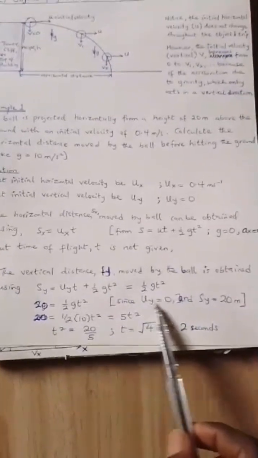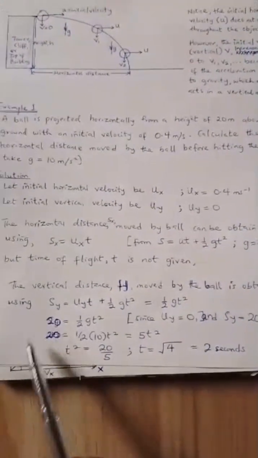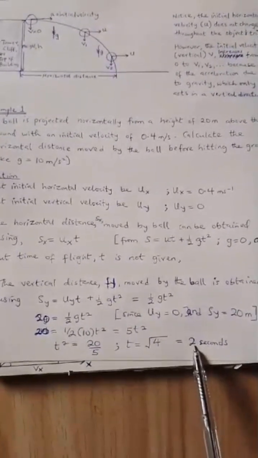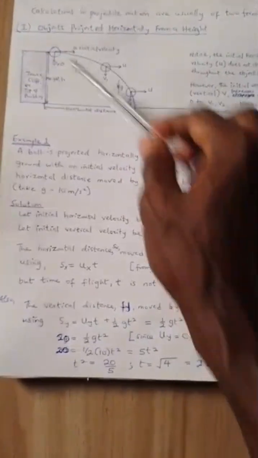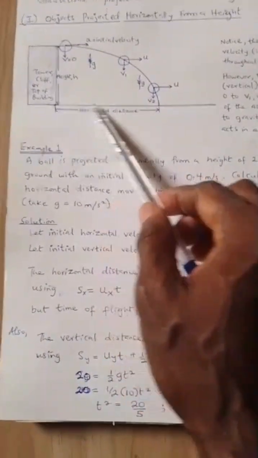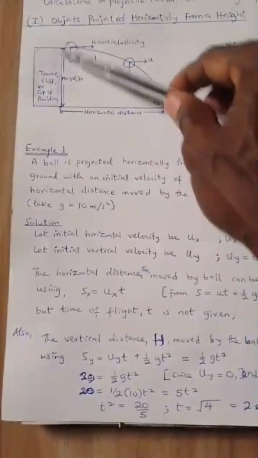Our g, we can take it to be 10. And we're given the height, remember the question says a height of 20 meters. So the vertical height, which is sy, slot it in here, 20. So if you cut, you see that t becomes 2 seconds. So we've gotten the time of flight, which is common to the horizontal motion and the vertical motion of our projectile.